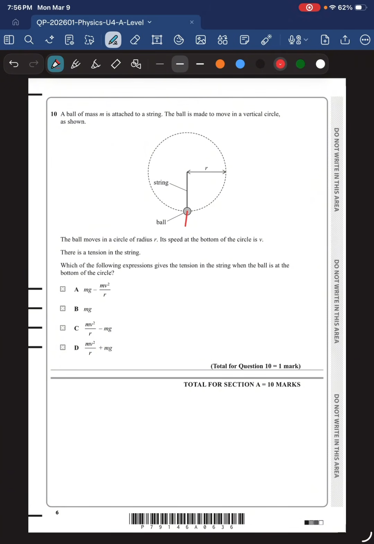So we have the weight. Okay, and it should be vertical. mg. The weight is down. The tension is up. This thing undergoes circular motion.